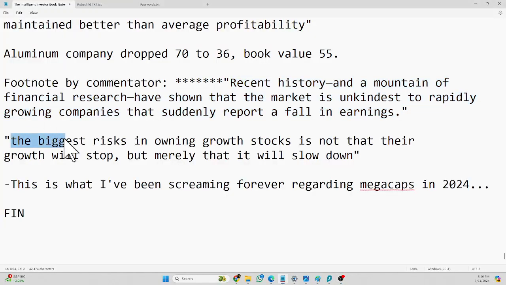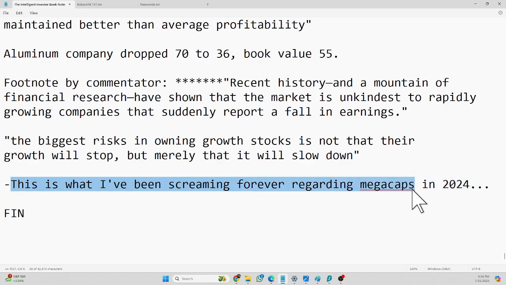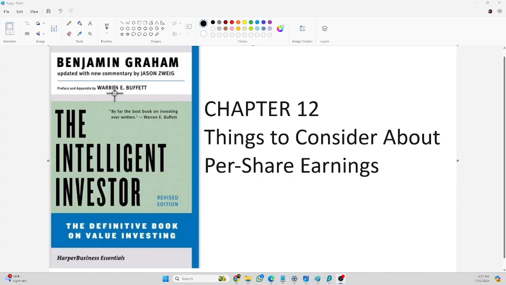But anyway, next quote, also from the commentator: "The biggest risk in owning growth stocks is not that their growth will stop, but merely that it will slow down." And I'm going to note, to finish the chapter, this is what I've been screaming forever regarding mega caps and semiconductor companies in 2024. And that's all for Benjamin Graham's The Intelligent Investor, Chapter 12, Things to Consider About Per Share Earnings.